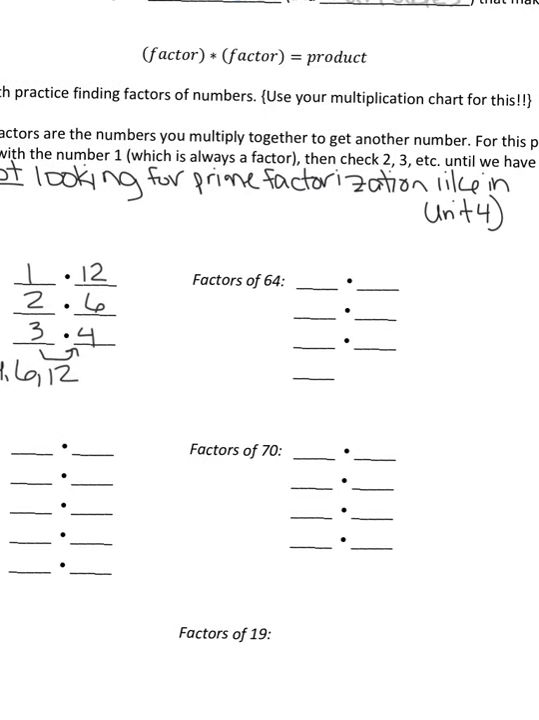All right, so factors of 64 here. So I have 1 times 64, because 1 is always a factor. And then I say, okay, 2. 2 can go into 64. 2 times 32 is 64.